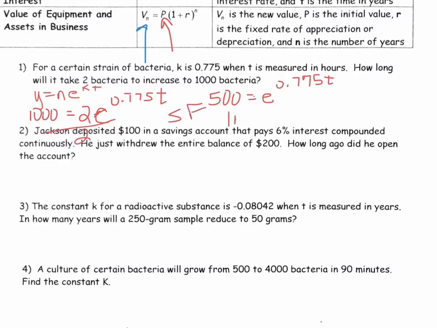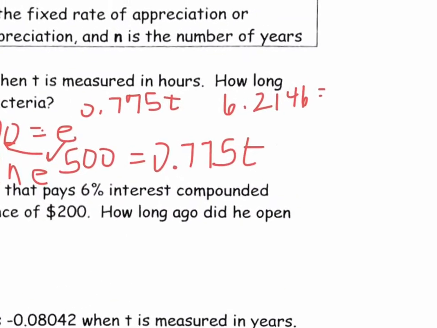So we're going to go ln, and my base is e from right there. We're going to go across the equal sign to get the 500, and that equals 0.775t. So the ln of 500 is just the ln of 500. If you put that in your calculator, you get the decimal 6.2146. And that equals the 0.775t.